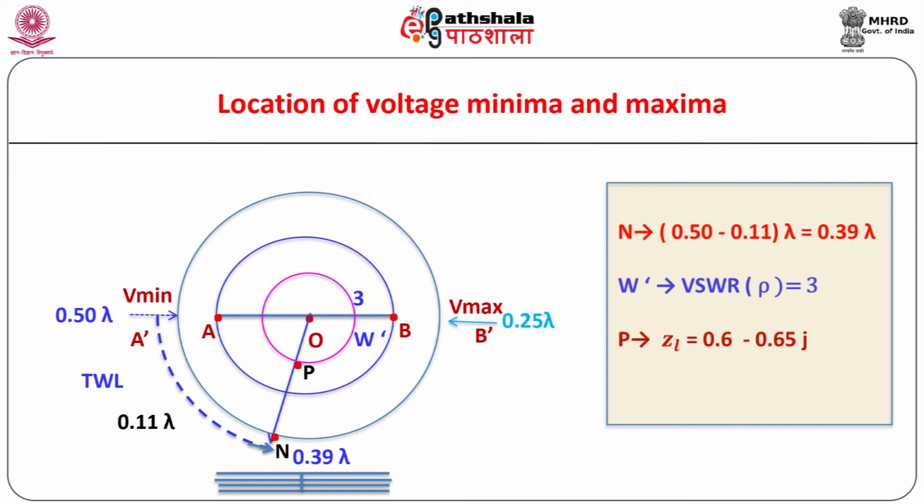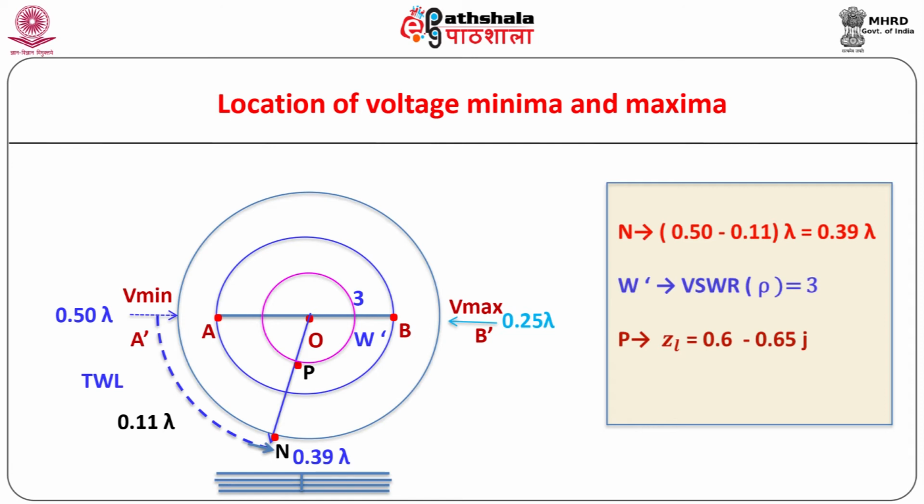Note the point P of intersection of this circle and the line ON. Point P represents the normalized load impedance. Note the values of R and X at the point P and obtain the normalized load impedance zL equal to R plus jX. It will be seen that R is equal to 0.6 and X is equal to minus 0.65. With this, in the problem under consideration, we get the normalized load impedance zL equal to 0.6 minus j0.65.